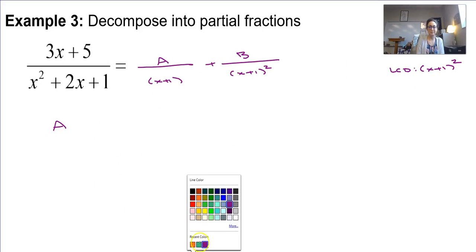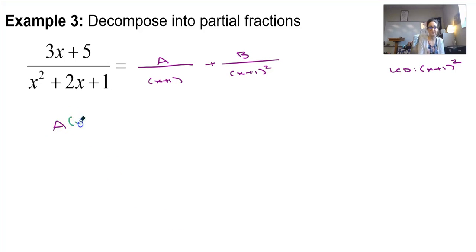Fraction A is missing a factor of x plus 1, right? However, fraction B is not missing anything. Okay, so my new numerator, if I were to combine these and add them together, would be what I have right here. All right, and I'm going to set that equal to my old numerator.